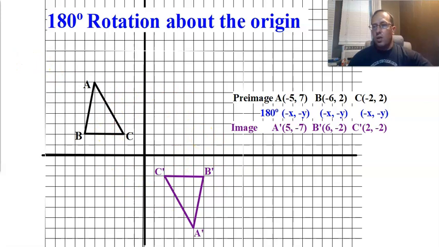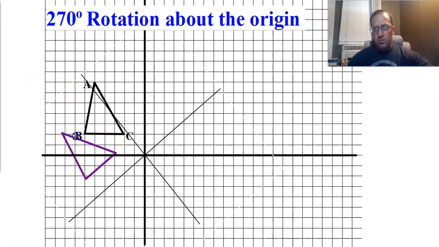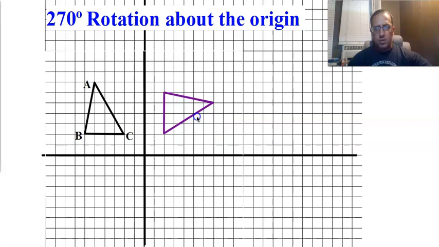Okay, so the next one is going to be a 270-degree rotation about the origin. Again, counterclockwise. So we've got 90 degrees, 180 degrees, and one more is 270. Get it lined up properly, there we go. 270-degree rotation about the origin.